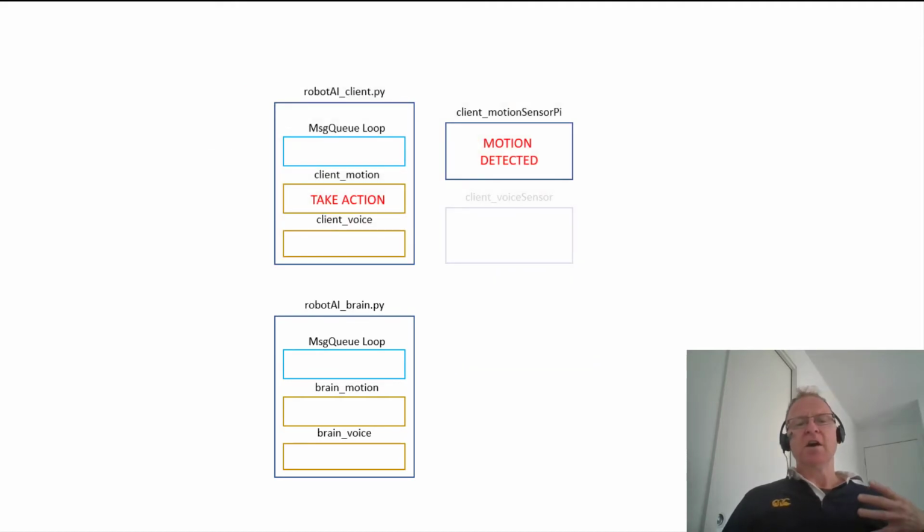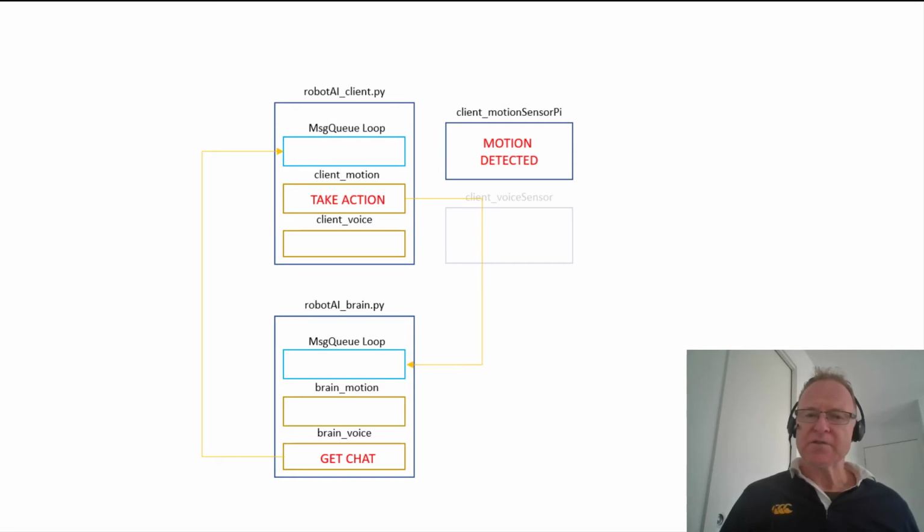So let's say I am in the friendly mode here. So in that case, my take action function would send a message down to the brain. The brain would, in that case, then run a function to get all of the chat text that it needs from its database there, and it would send that back via the message queue to the client. The client would then detect that this is not a motion detection action, it's a voice action that needs to be kicked off, and it would start that chat process.